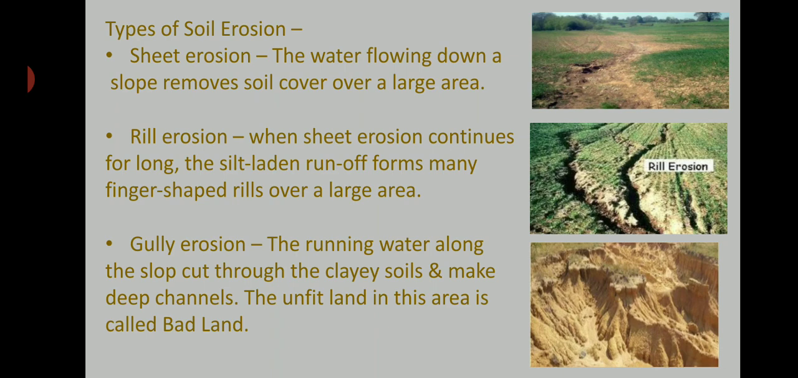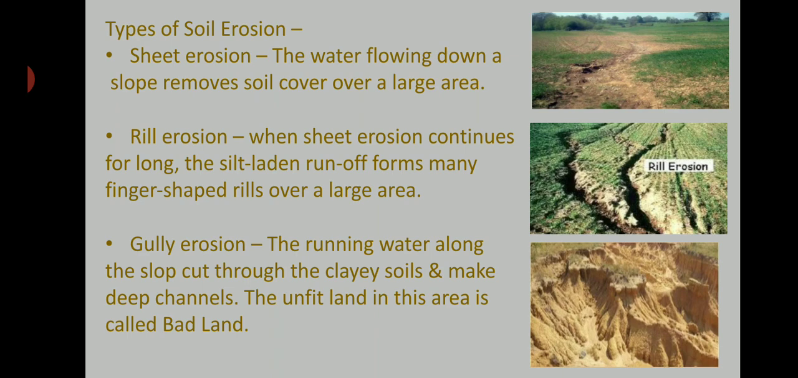Now then comes rill erosion. When sheet erosion goes deep, due to continuous runoff, finger-shaped gaps develop over the land, which remove the soil from that place. That is called rill erosion. And when this rill erosion continues, it becomes gully erosion.